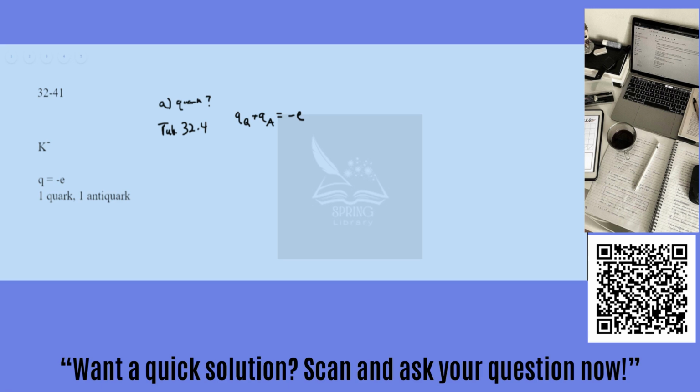If we were to choose a quark with a charge of positive 2/3 e, then we would need the charge on our antiquark to sum with this to be negative e. So that means any antiquark has to have a charge of negative 5/3 e, so that the total charge equals negative e. But if you look again in that table, this does not exist.